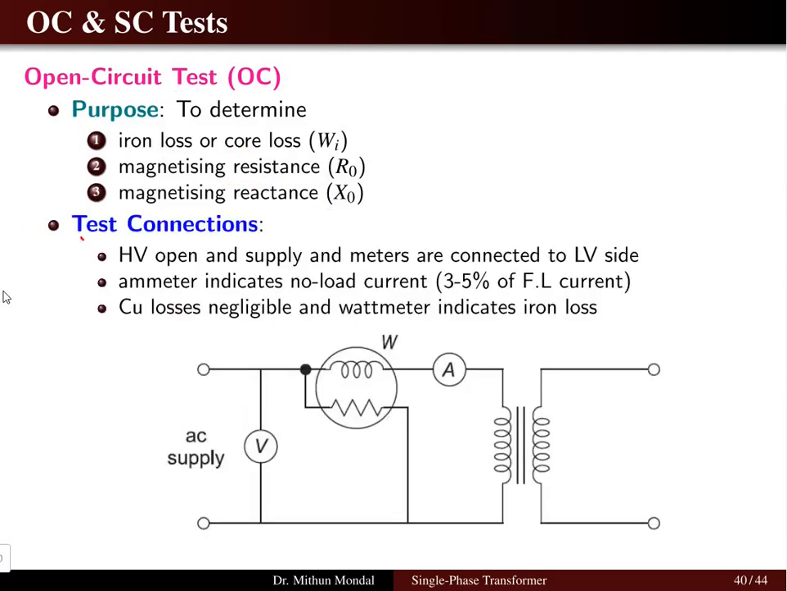So let us see the test connection. Here the transformer may be in the form of low voltage by high voltage or high voltage by low voltage; these are the two possibilities of the connection.